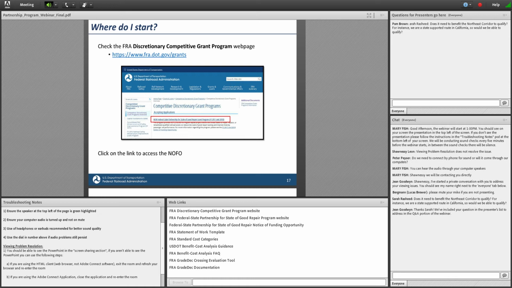So to find information about FRA's grant programs, the best place that I always tell folks to look is our website. And you'll see at the top when you go to our website that you'll see the partnership grant program right at the top. That's the program we're currently accepting applications for right now. On that page, you can also link to some summary information about the grant program, and you'll also see a link where the NOFO announces the grant opportunity in the Federal Register.